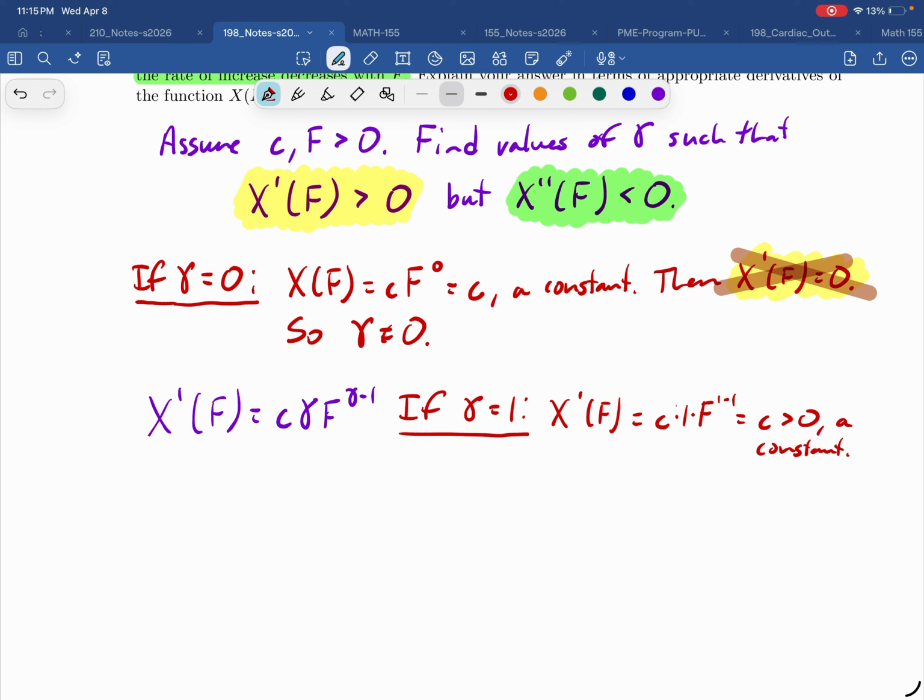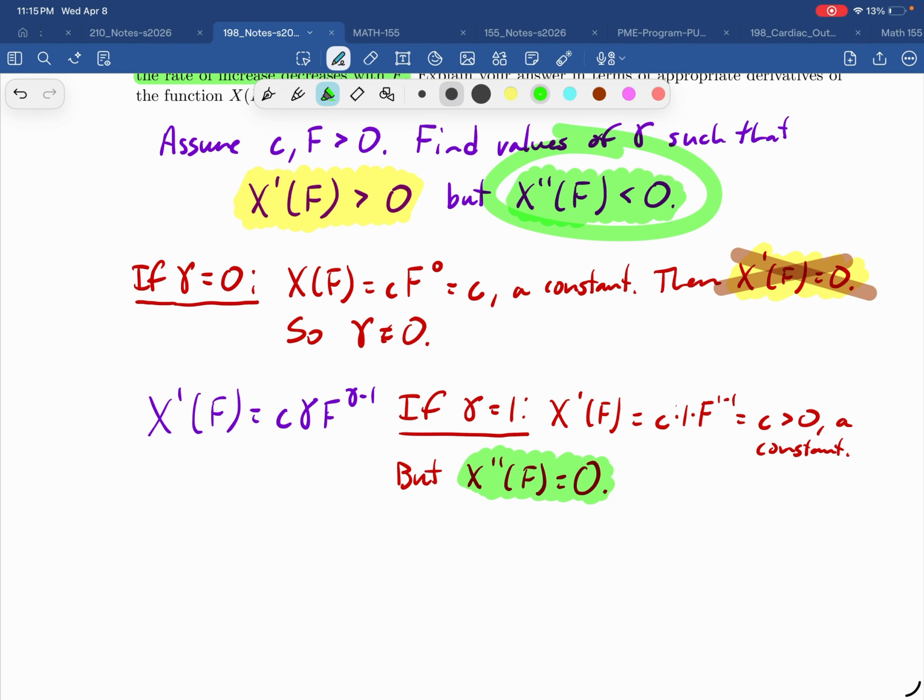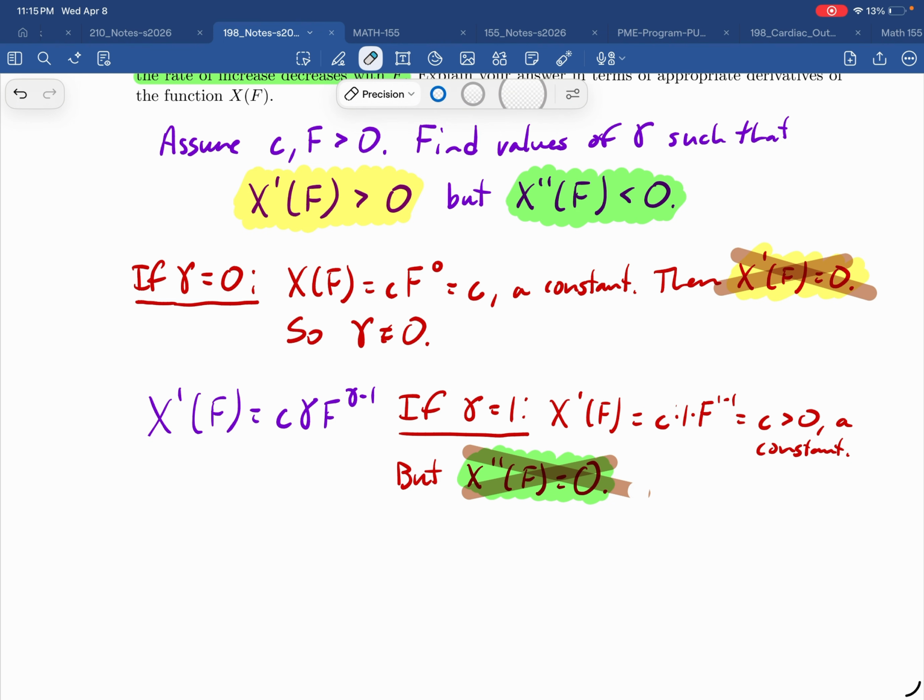The problem is x double prime of f at this point will equal 0. And do you see that that violates the condition we were looking for with the other green highlight, right? This guy right here. So, again, not okay. So gamma does not equal 1. Okay?